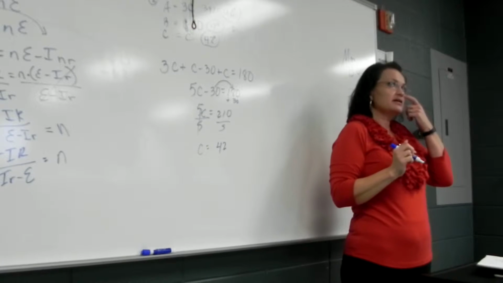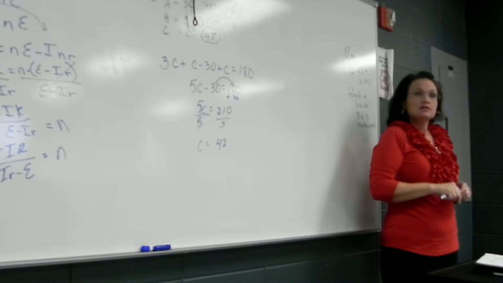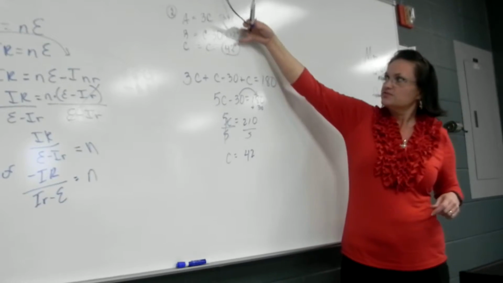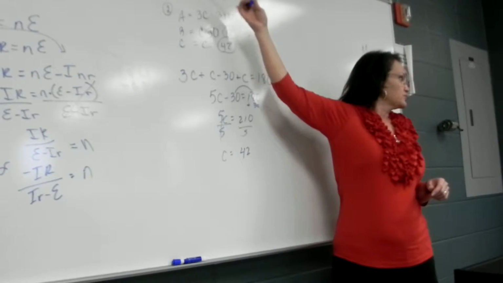All right, questions on that? Because A was 3 times the C value. Once we got C is 42, it's 3 times 42.